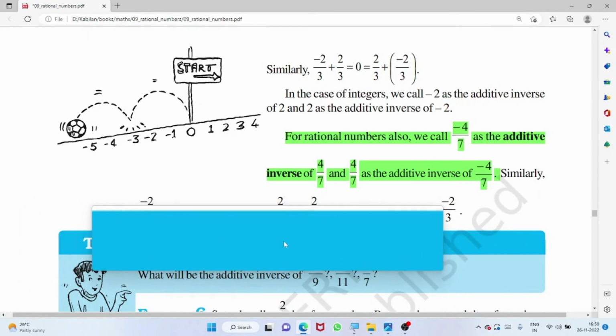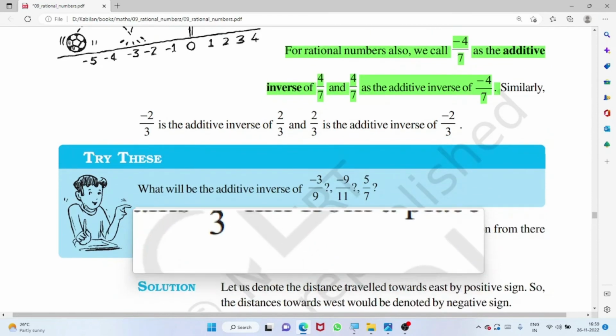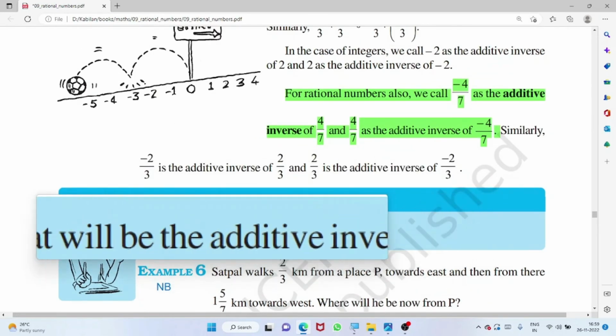For a rational number, we call minus 4 by 7 the additive inverse of 4 by 7. When you add a number to its additive inverse, the result will become 0.